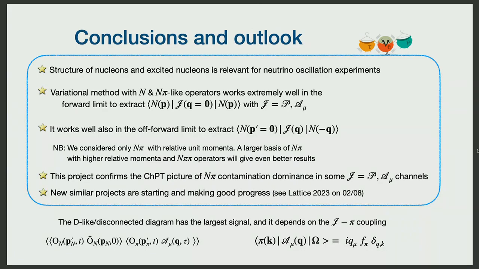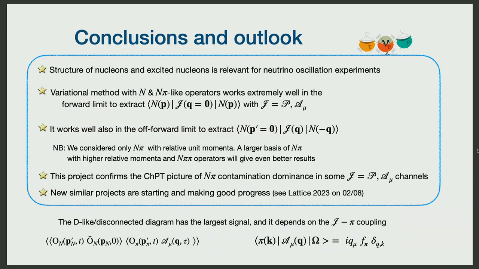And let me take the conclusions. The structure of nucleons and excited nucleons is relevant for neutrino experiments. The variational method with N and N-pi-like operators works extremely well in the forward limit. It works well also in the off-forward limit to extract these matrix elements. Please note that we do not consider N-pi with higher relative momenta, but only unit momenta, which according to ChPT gives rise to the largest contamination, if of course the momentum transfer is unit. And we also need to include N-pi-pi operators to achieve even better results. This project confirms the chiral perturbation theory picture of N-pi contamination in some channels.